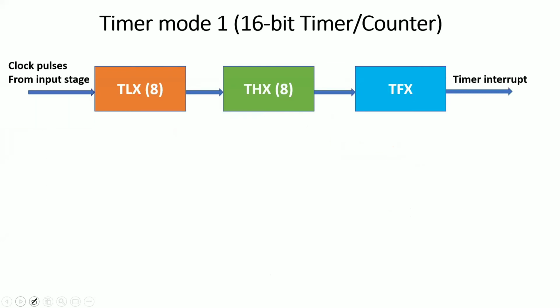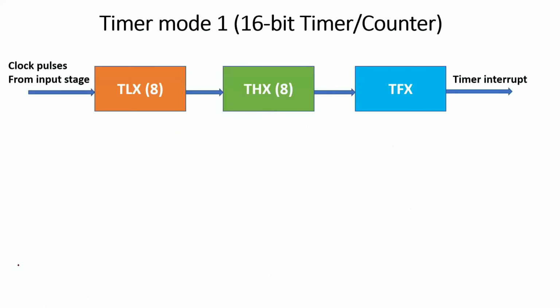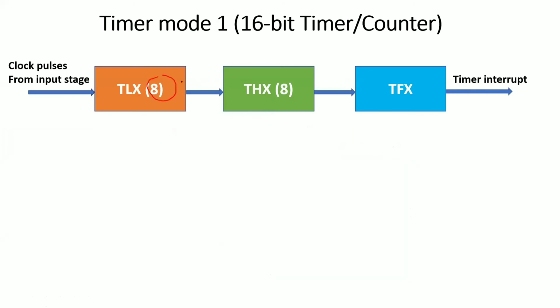Coming to the next mode, it is your 16-bit timer mode. If you observe this mode and the earlier mode, what has changed? Just this one point: TLX becomes 8 bits. Remember, in the earlier mode we had only 5 bits and now we have 8 bits. This is your 16-bit timer or counter. That means we are using 8 bits and 8 bits, so the total becomes 16 bits.